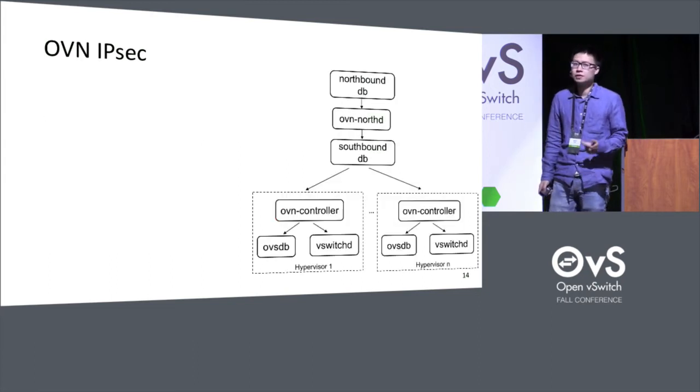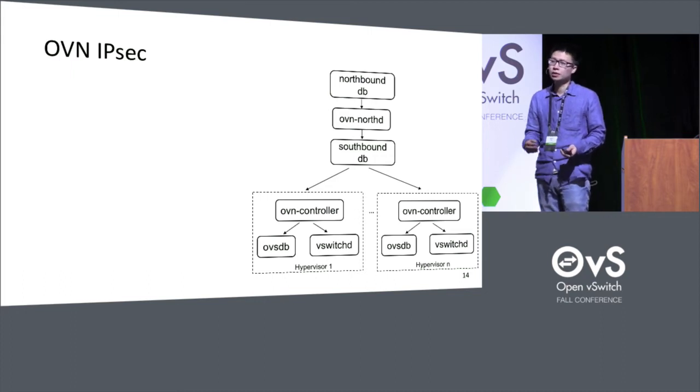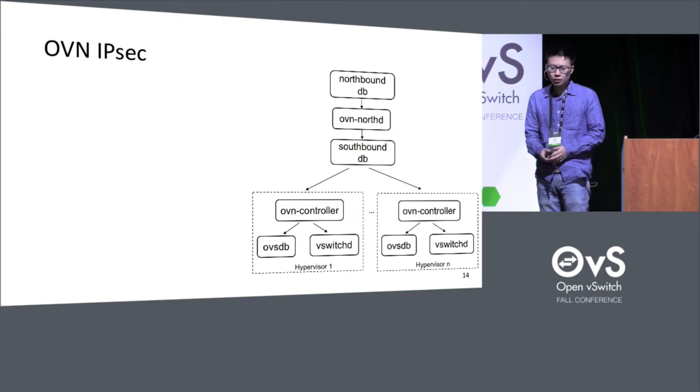So OVN uses IPSEC. OVN itself uses OVS to tunnel its overlay traffic, and so it directly uses the OVS-IPSEC support.